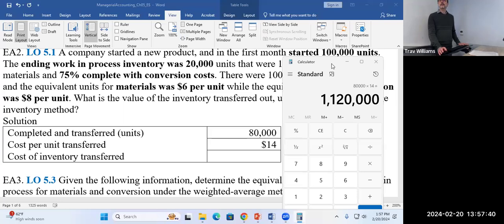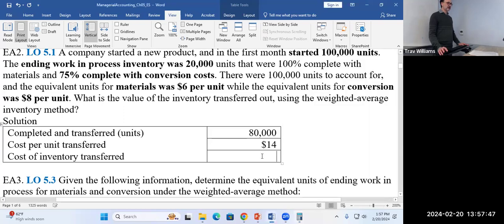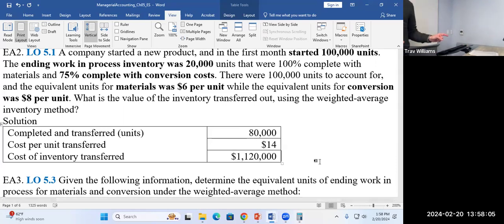So that is our answer, $1,120,000. We needed to know how many units got completed and transferred out, what the cost per unit was, multiply, and we get the total cost of what got transferred out of one department and into the next department. Any questions?